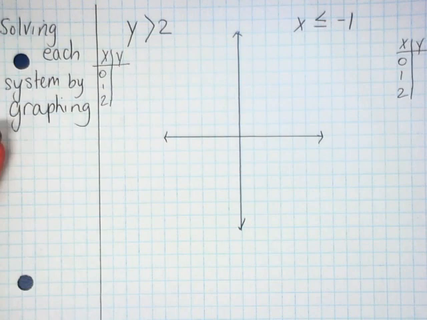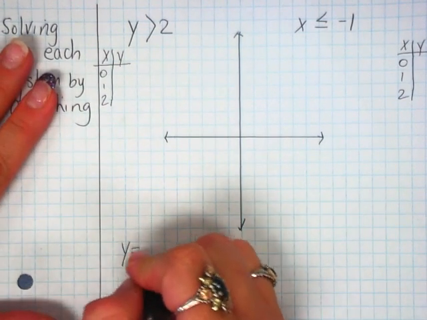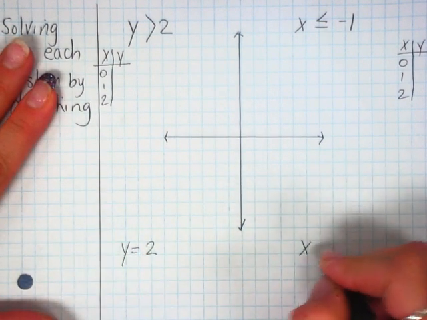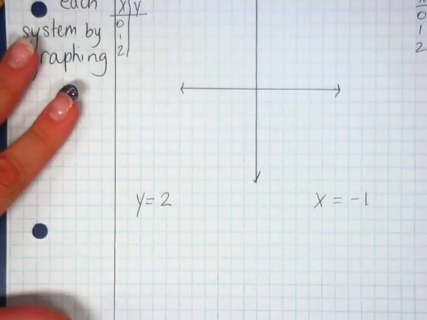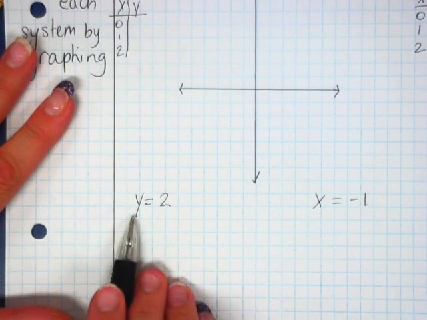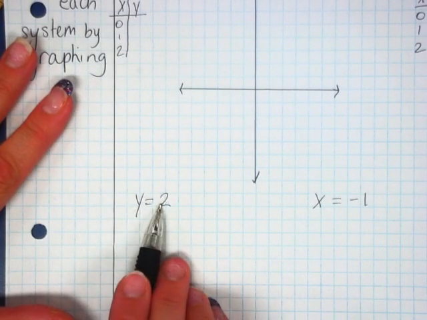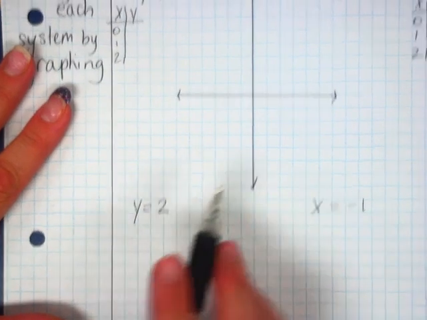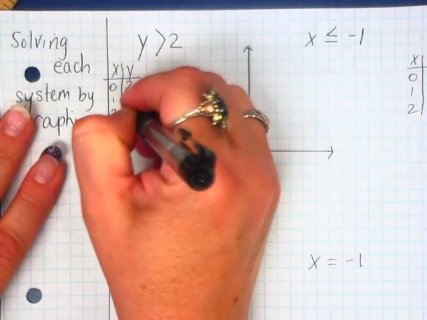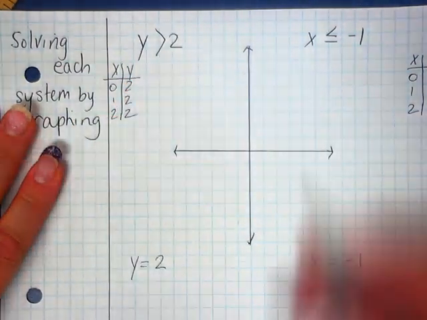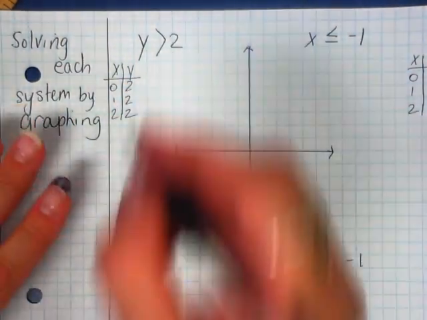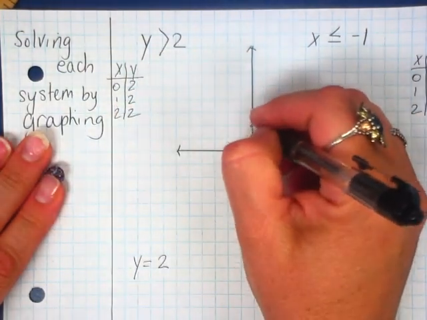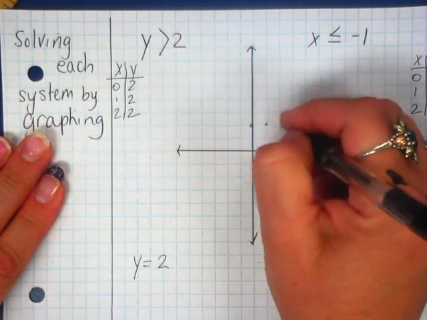All right, so now we're going to pretend it's an equal sign. I'm going to move down here to do the actual work. And what it says is no matter what, y equals 2. So when I come up here for this one, y equals 2. So I get 0, 2, 1, 2, and 2, 2.